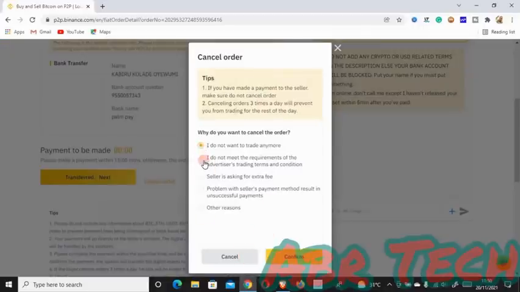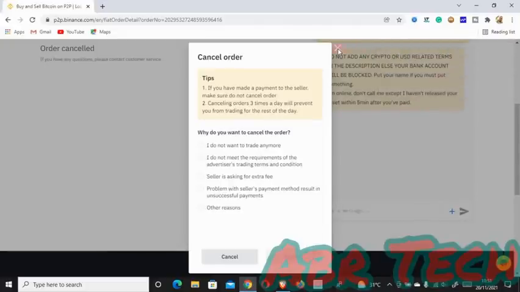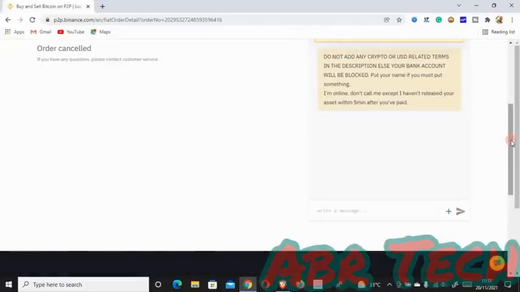Apart from buying on Binance, you can also sell in a cryptocurrency-banned country. Most of these African countries ban cryptocurrency. So I have cancelled the order.